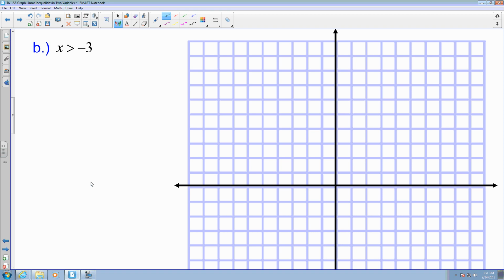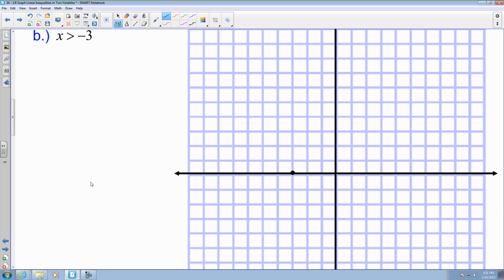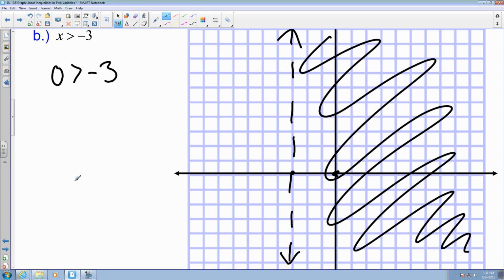B is x is less than negative 3. So this one's going to be a vertical line at x equals negative 3. This happens to be a dashed line because it's just less than. There's no equal to attached to it. So I'm going to use my test point again at 0, 0. So now I have 0 is greater than negative 3. True statement? Yes, it is. So that means I get to shade along the side of my test point.